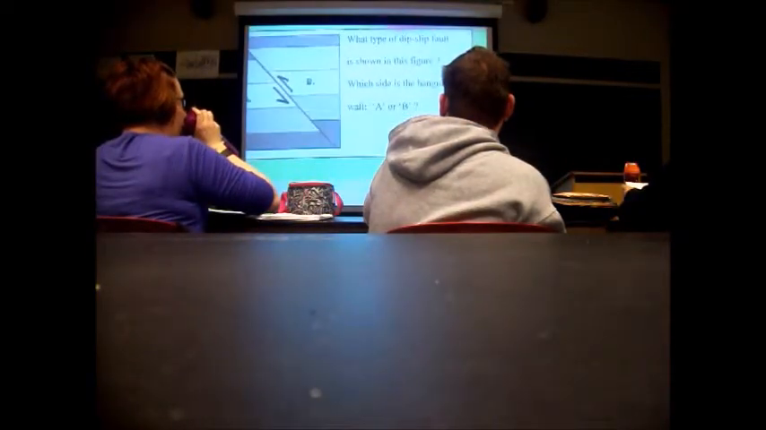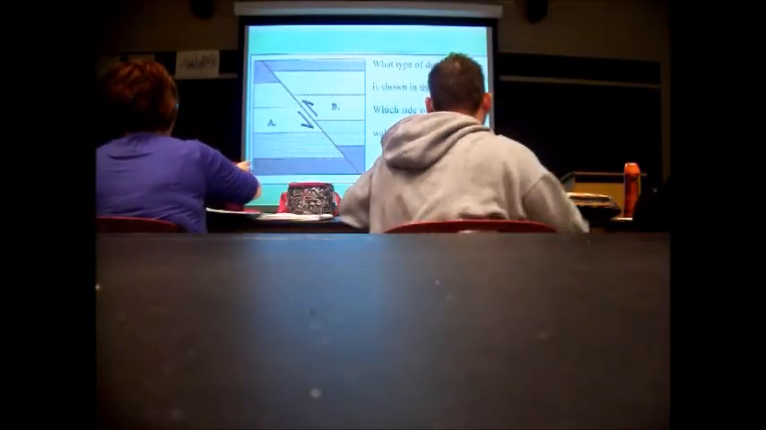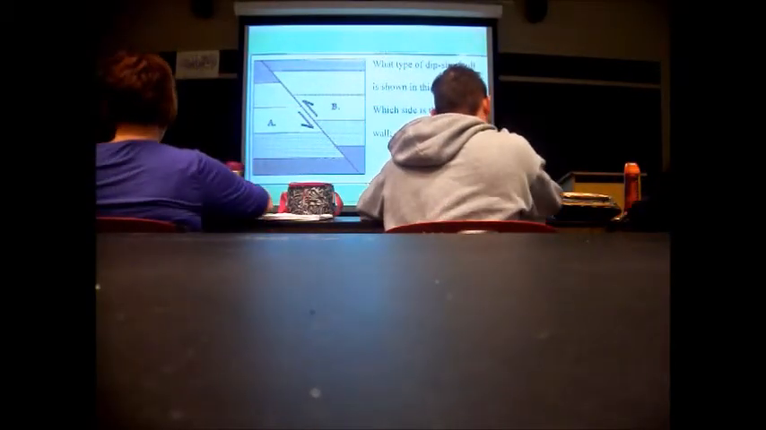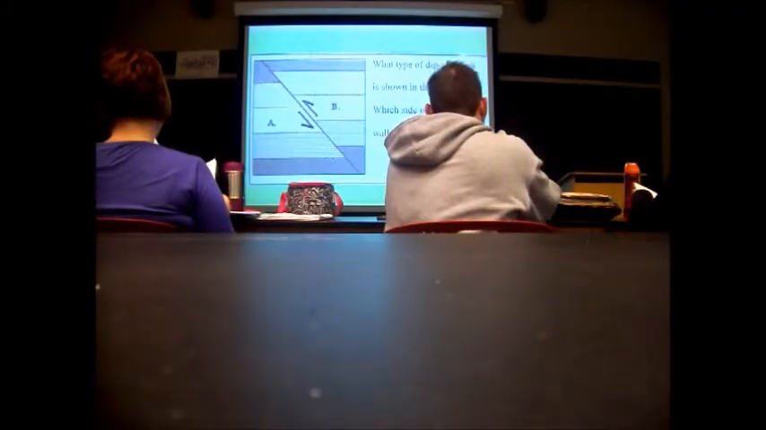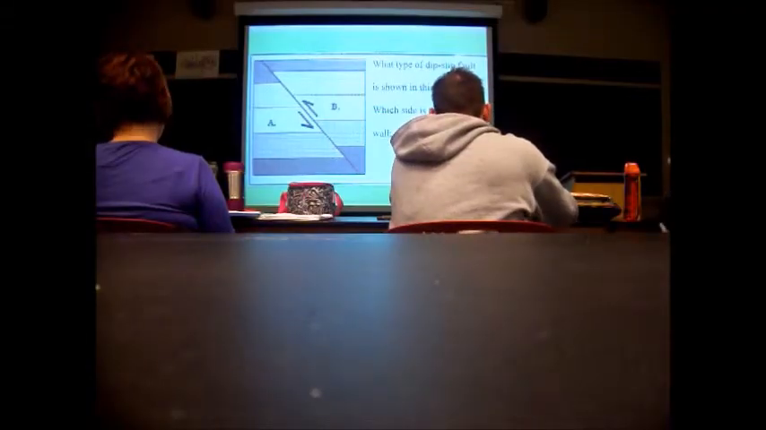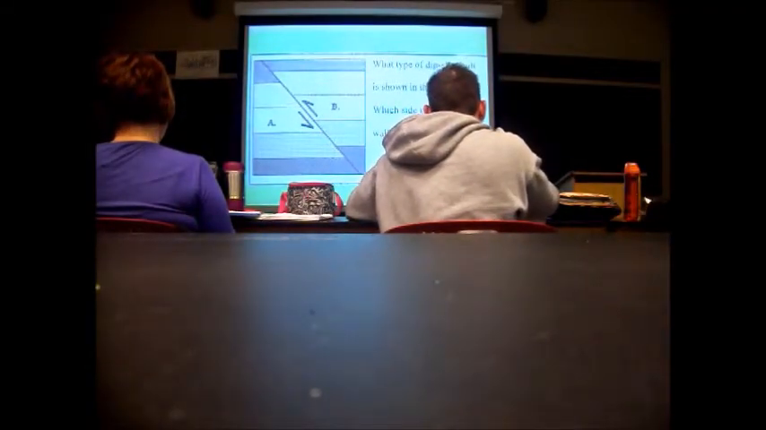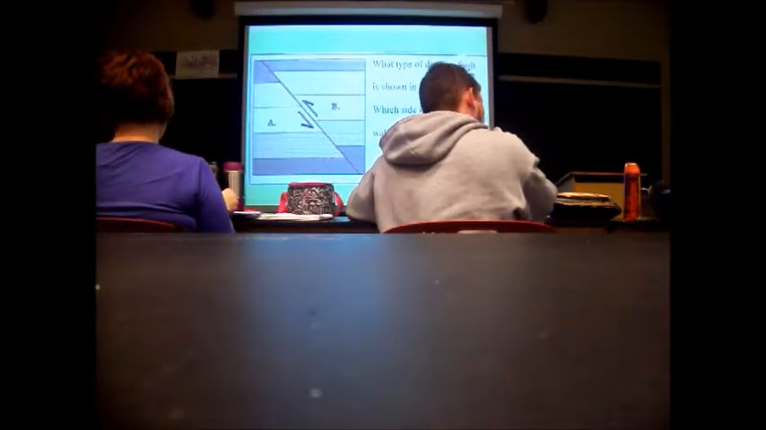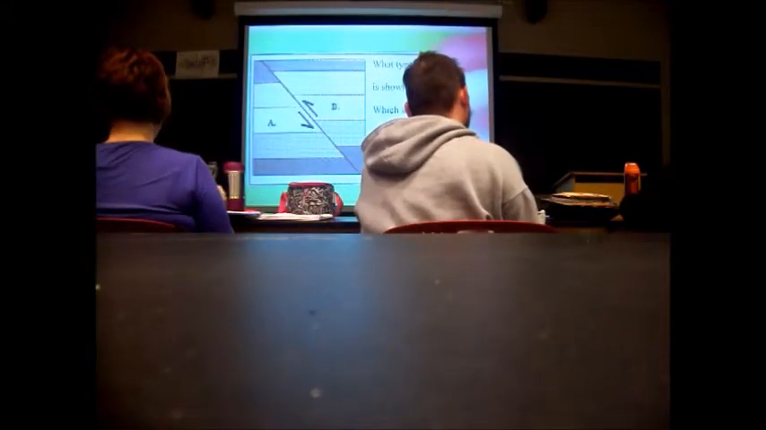Okay. Orange. Let me get it on here so you can see it with the hand out of it. What type of dip-slip fault is shown in this figure, and which side is the hanging wall, A or B? That is a reverse fault. And the hanging wall is on the right. Which is A or B? B. Yes.